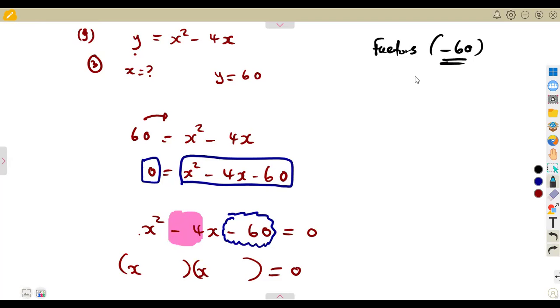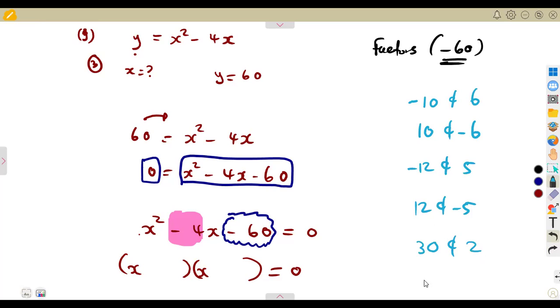So it's a trial and error where you need to try factors of negative 60. I can try negative 10 and a 6. If I multiply this, I get a negative 60. 10 and negative 6. There's a 12 and a 5, negative 12 times 5, or 12 times negative 5. There are so many numbers, 30 and 2, minus 30 and 2, or 30 and minus 2.